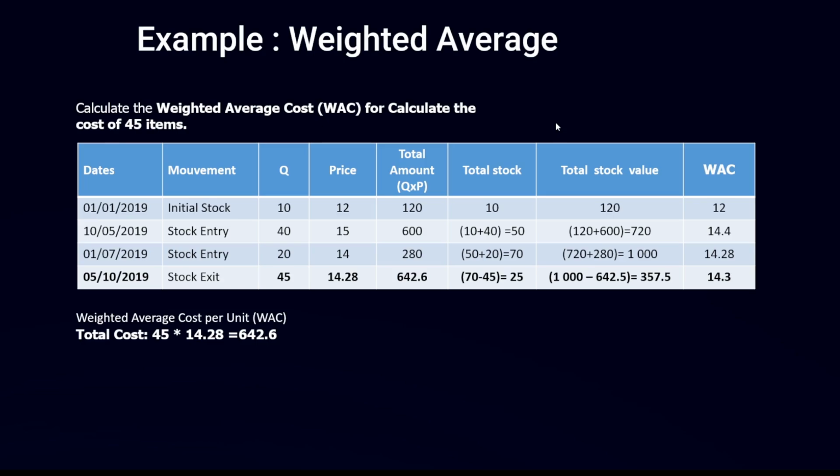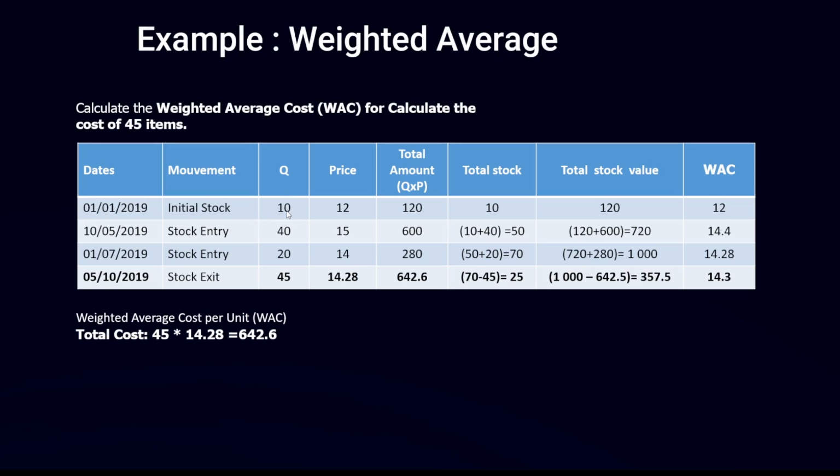We will see the example, the same example that we have seen before. Here we need also to calculate the stock for 45 items sold. So this is our example. We have the same purchase. This is the initial purchase.